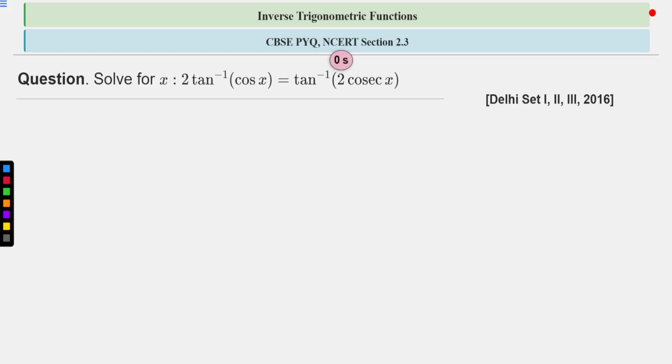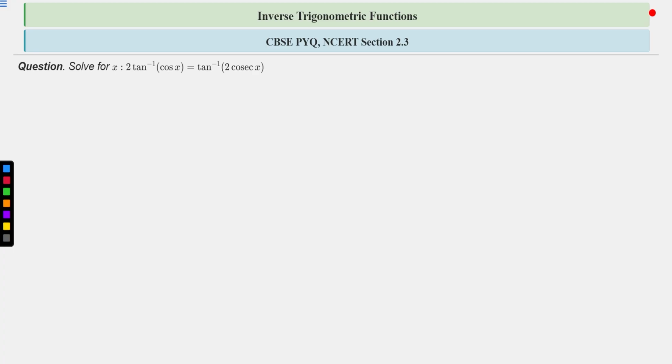Okay, let's move to the solution part. We have to solve for x when 2 tan inverse cos x is equal to tan inverse 2 cosec x, right? Let us see. It is given that 2 tan inverse cos x is equal to tan inverse 2 cosec x.